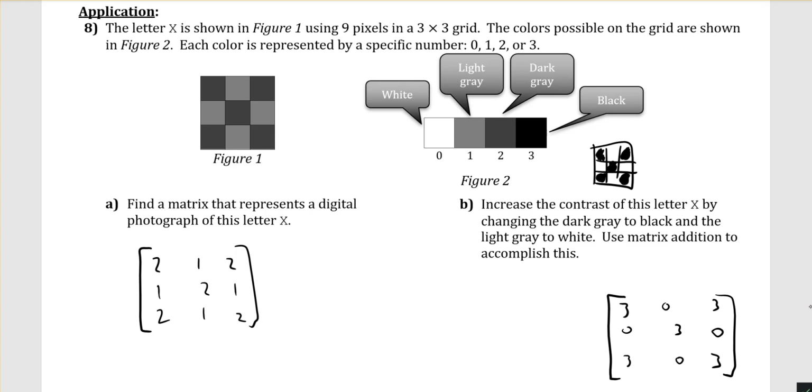So what would I have to add to the matrix from part A? I need to add 1s to the 2s and subtract 1s from the 1s. So it's going to be 1, negative 1, 1, negative 1, 1, negative 1, 1, negative 1, 1. And that should do it.